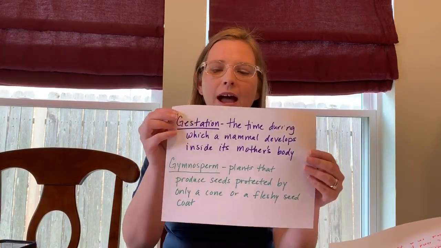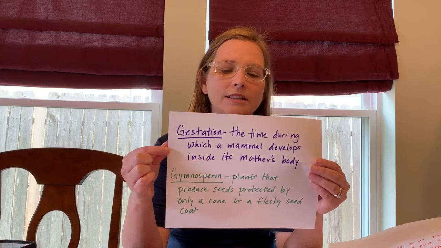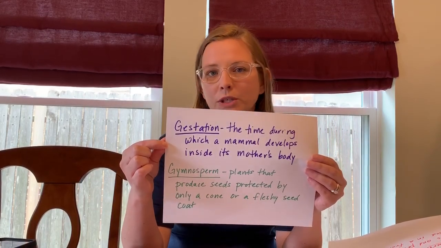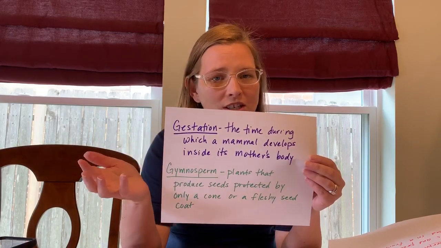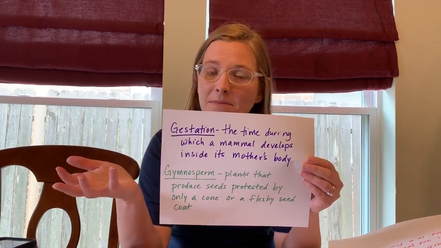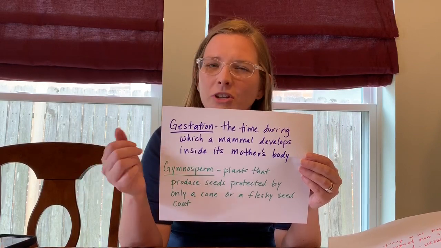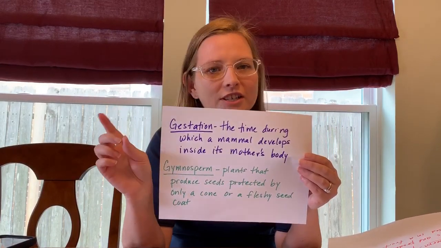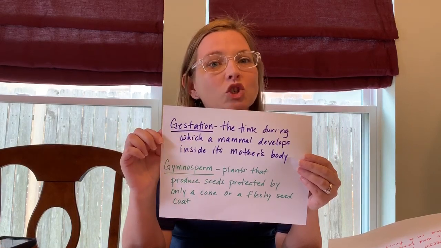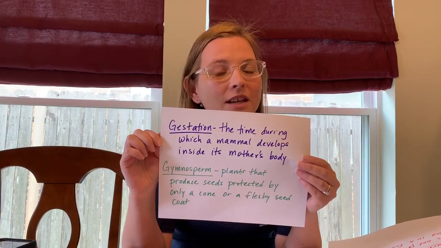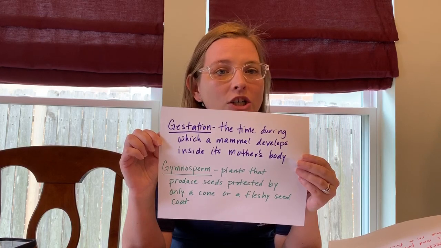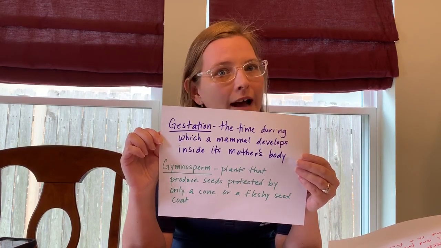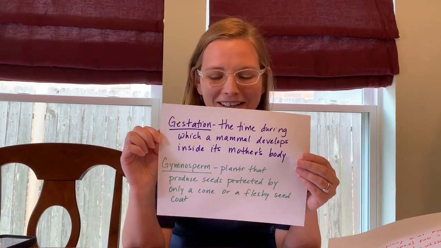This first word that we have is gestation, and it's the time during which a mammal develops inside its mother's body. So the human gestation is 9 months, 40 weeks. But guys, did you know an elephant gestation is 22 months? That's almost 2 years that a mother elephant is pregnant. That is a long time to be carrying around a baby.